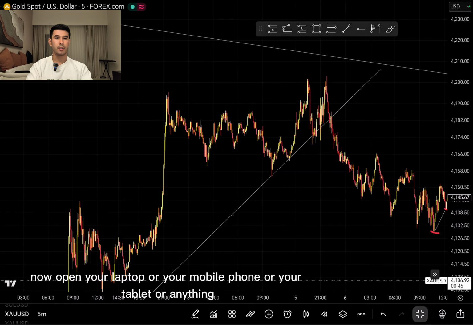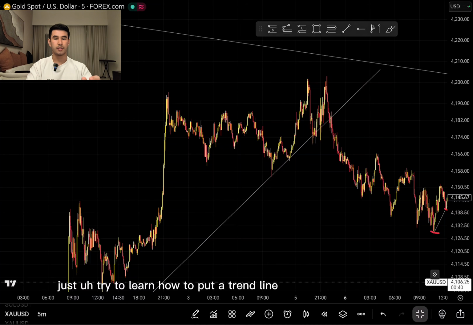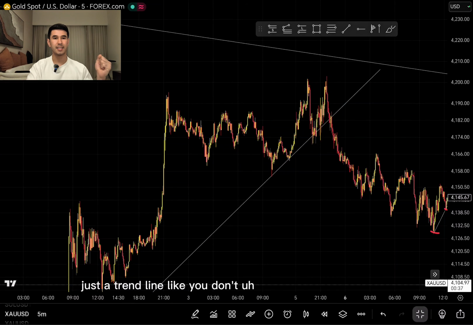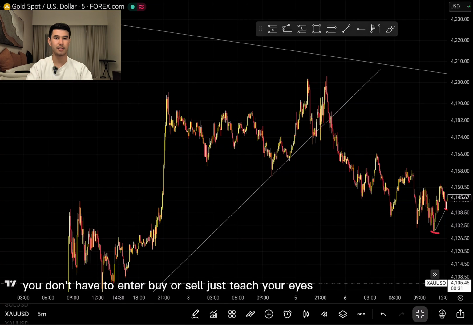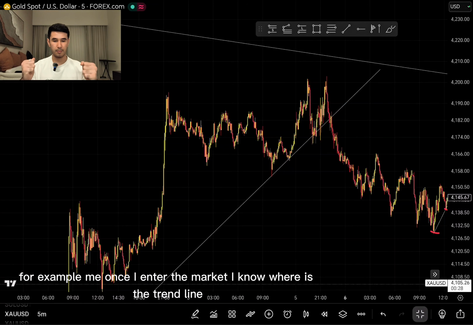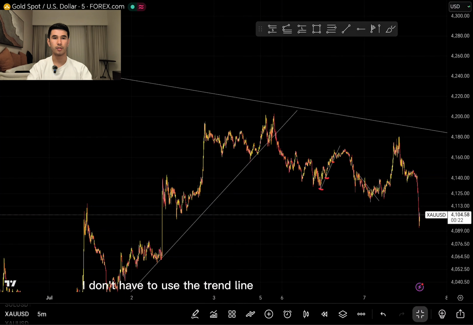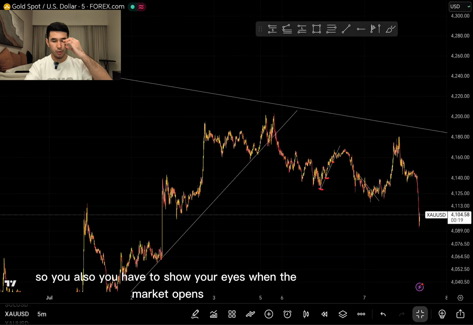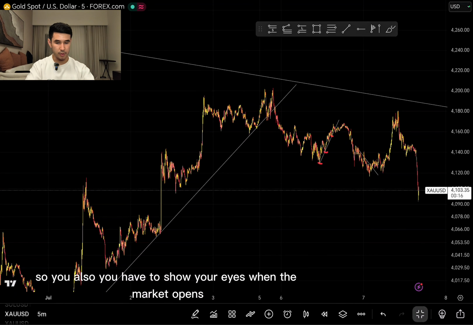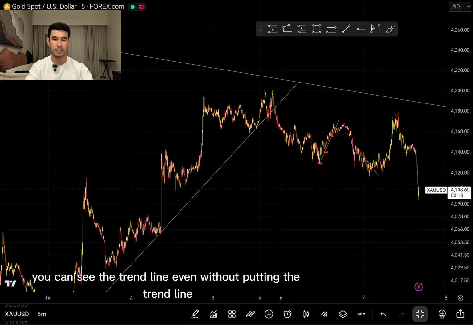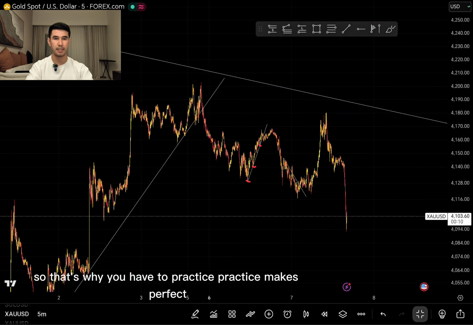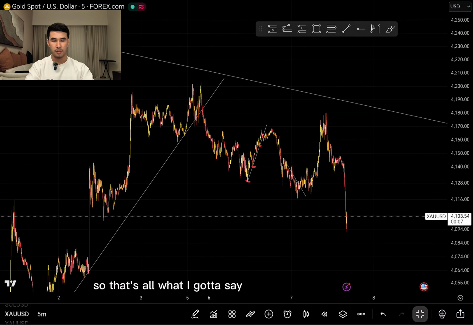Now open your laptop or your mobile phone or your tablet or anything. Just try to learn how to put the trend line. Just the trend line. You don't have to enter buy or sell. Just teach your eyes. For example, me, once I enter the market, I know where the trend line is. I don't have to draw the trend line. So you have to train your eyes. When the market opens, you can see the trend line even without putting the trend line. That's why you have to practice. Practice makes perfect. So that's all I've got to say.